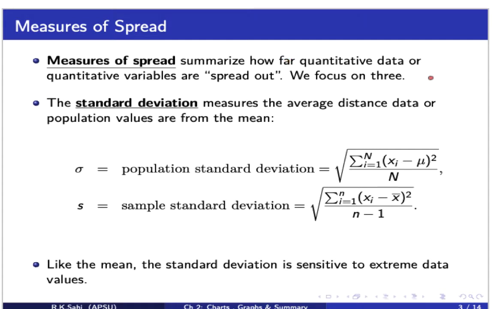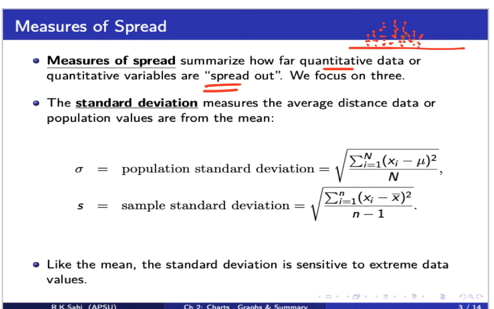Now, measures of spread help us in summarizing how far a quantitative data or a variable is spread out, which basically simply means what is the distance between the data values in a data set. Either the data values are very close to each other, like here. Suppose I have a data set, I'm going to use a dot plot. If you notice, the data values are very, very close to each other.